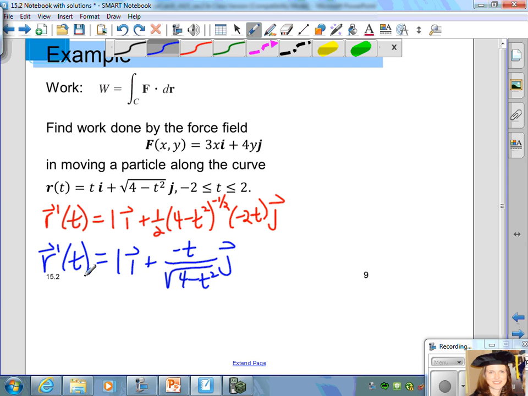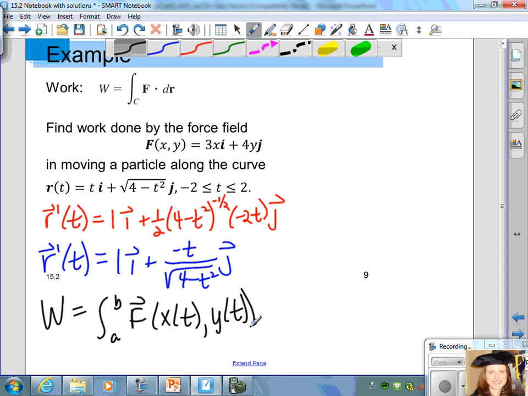Now we want to replace the f in terms of x and y. We're going to replace the x and the y with what it equals on the path. So this work is going to be a definite integral from a to b of this f, but you're going to replace the x with what it equals on the path in terms of t, and the y with what it equals on the path in terms of t. Dot that with r prime of t dt. Okay, are you ready for this?